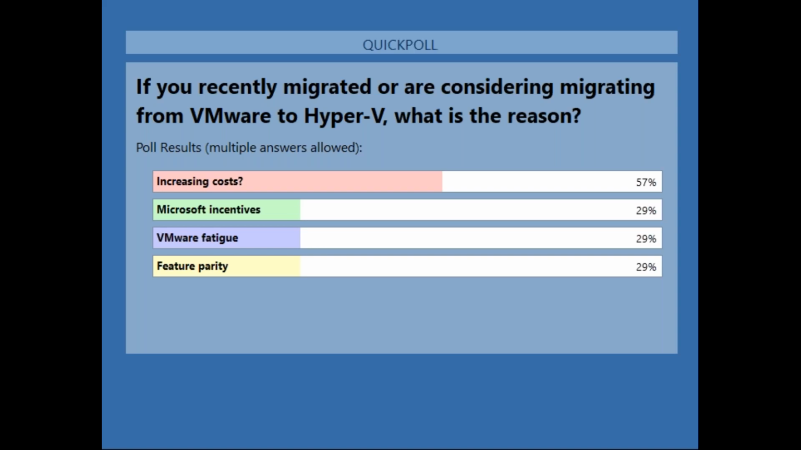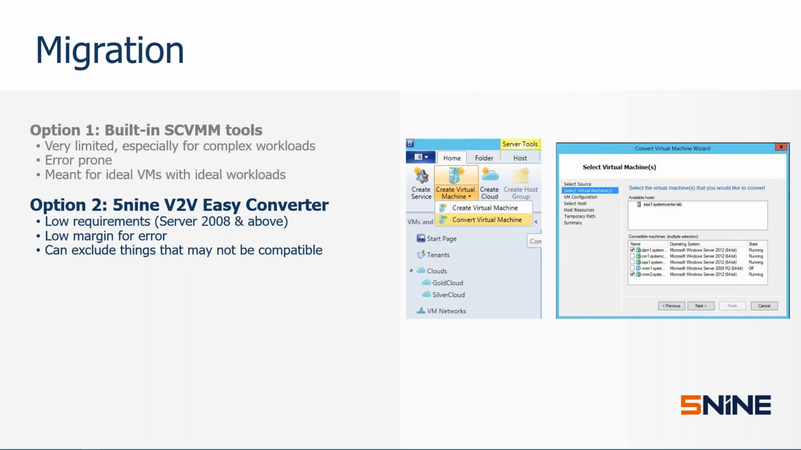Absolutely, and that poll really emphasized my point, increasing costs. And we are close to feature parity at this point. Between hypervisors, it's really a numbers game now, and hypervisors have become more of a commodity. So let's get started on the next part of this.